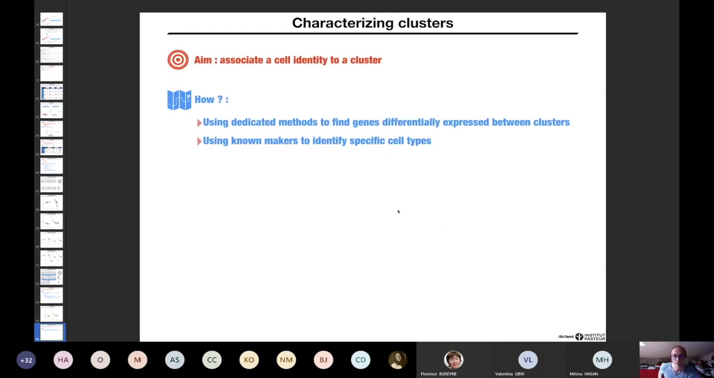And now the fun begins, because now that we have the clusters, we need to characterize them, meaning associate a cell identity to a cluster. The way we usually do that is using dedicated methods to find genes differentially expressed between the clusters. That's one way, that's the unbiased way, let's say. And there's a more biased way if you already know a little bit what your cells are supposed to express. You can use known markers to identify specific cell types. So I'm going to show you both.